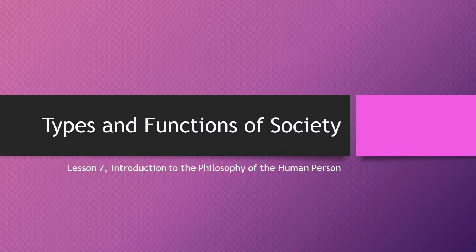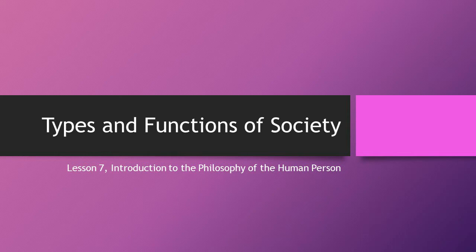Good day, everyone. So today we are going to discuss lesson 7. It is all about the types and functions of society. As we have discussed in our previous chapter, society is defined as a large group of people who are living together in an organized way wherein they are having some commonalities with each other.